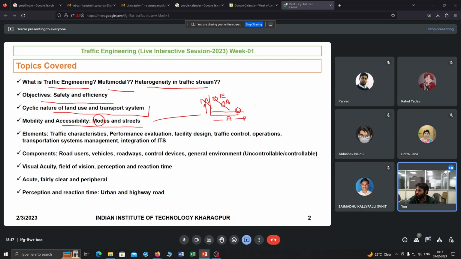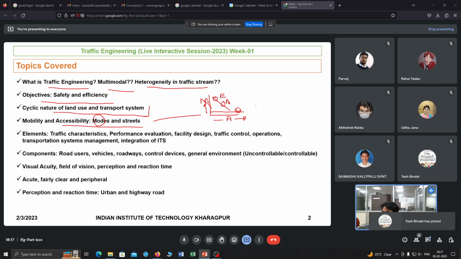Then we talked about the traffic engineering elements. What are the things that you look for as a traffic engineer? Traffic engineering is what? Movement of people and goods from one point to another. So what are the things? You have to study the traffic characteristics. Characteristics means how many vehicles are flowing, what is the delay, what is the average travel time. Suppose you are traveling from point A to point B, what is the travel time, right? What is the delay, right? Delay means maybe in peak hour you are facing congestion, that's why delay is occurring maybe.